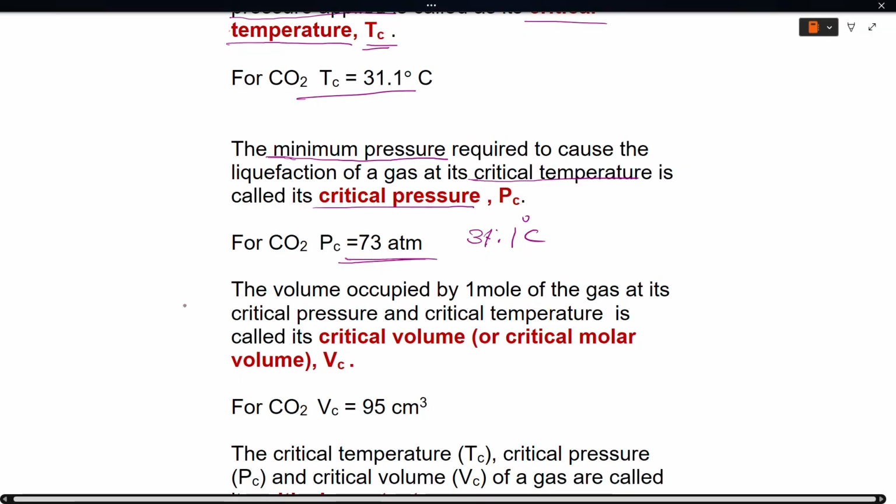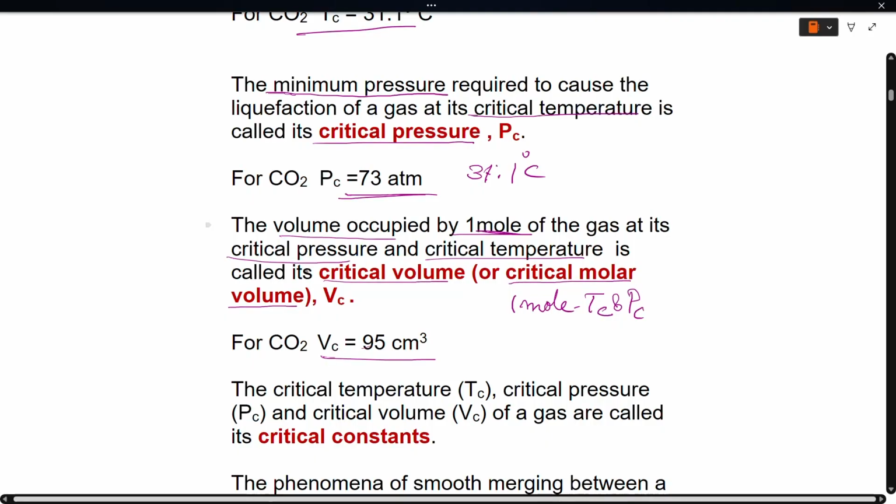Now, if you have a critical temperature and pressure, naturally we will have a critical volume. The critical volume is the volume occupied by 1 mole of a gas at its critical temperature and pressure. It is the molar volume of a gas at critical pressure and critical temperature, also known as the critical molar volume, because that is for 1 mole. That is for 1 mole, it is very important, at Tc and Pc.